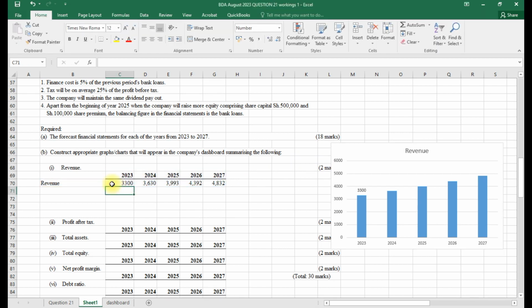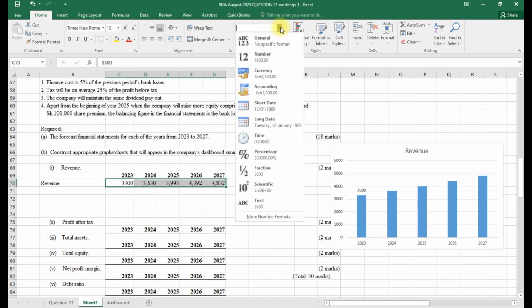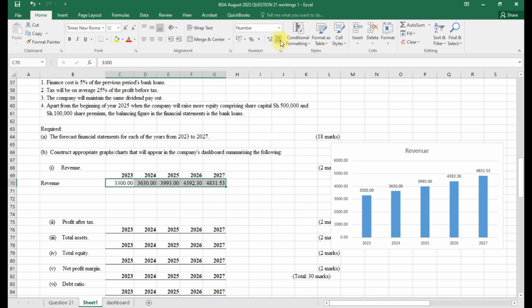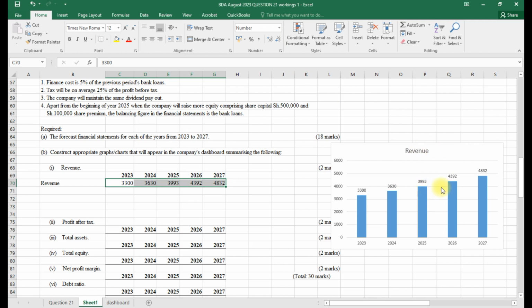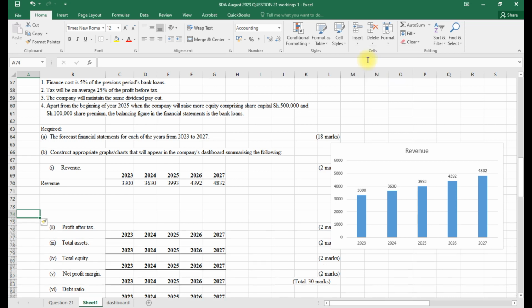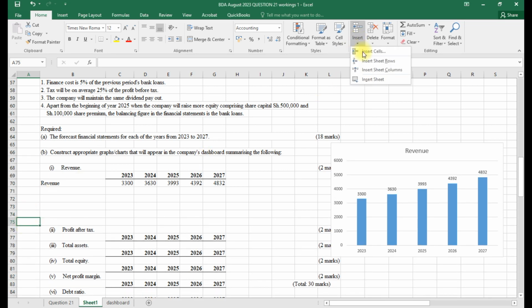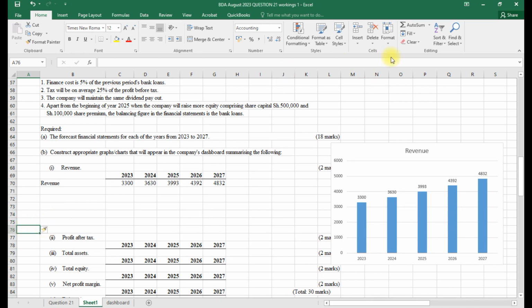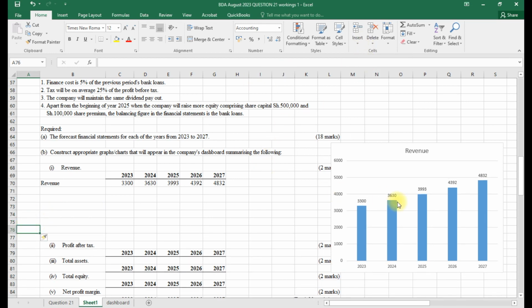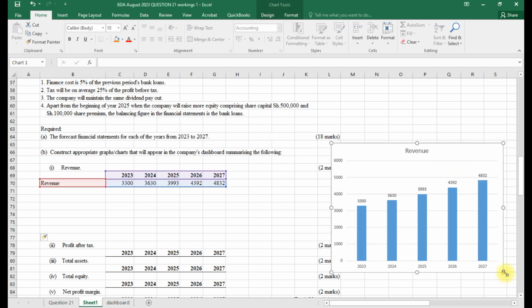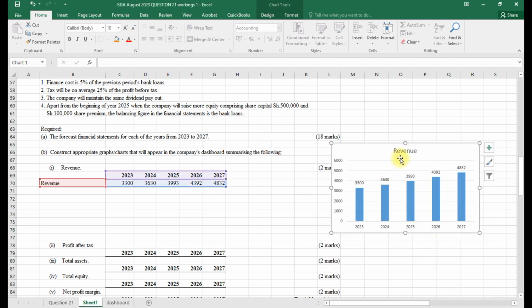I'll convert this into just numbers without the comma so that it will pick everything. You can see it has appeared. Yeah, that is our graph, a bar graph that shows the revenue, and I can insert some rows so that I will fix it here, and I'll reduce the size of my bar graph.